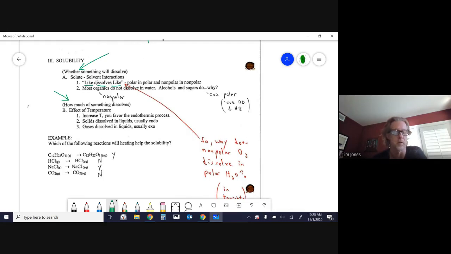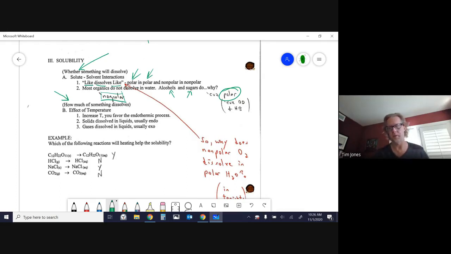Things dissolve in similar things, with the biggest thing being polarity. So polar things dissolve in polar things. So like it mentions here, alcohols and sugars dissolve in water because everything here is polar. Organic things like oil don't dissolve in water because a lot of them are nonpolar. Now, there are many organic things that do, but it's kind of a general phrase that a lot of organic stuff does not dissolve in water because it's nonpolar.